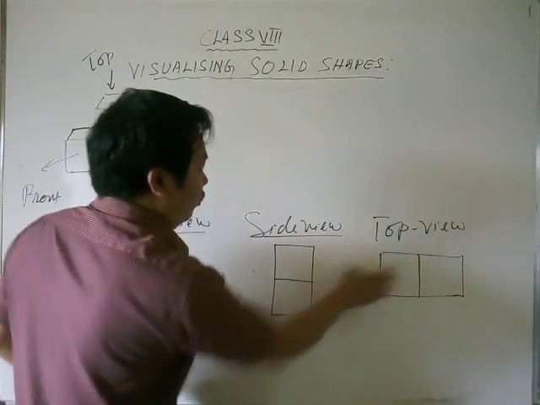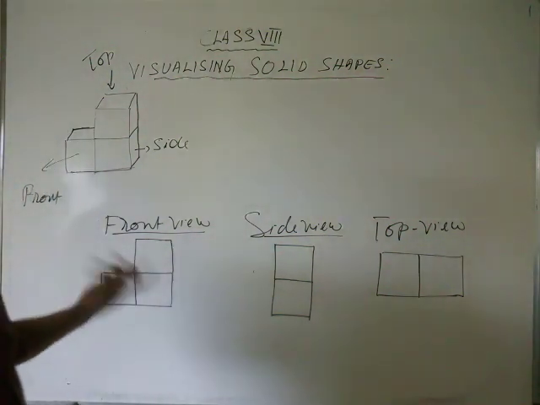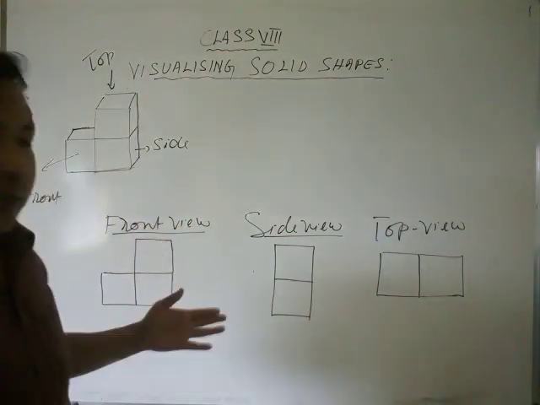So this is front view, top view, side view, and this is the front view. Like this, you are going to visualize the cell. In the coming exercise also, you can do it yourself, isn't it?